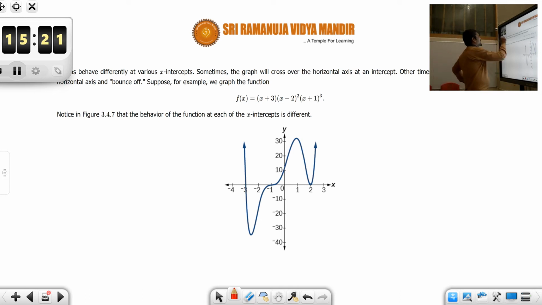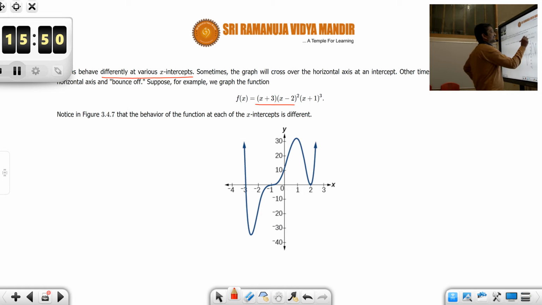Students, the zeros behave differently at various x-intercepts. The graphs behave differently at various x-intercepts. What does it mean? What are x-intercepts? X-intercepts are nothing but the zeros of the polynomial, the points at which the polynomial becomes zero. But there are different types of x-intercepts. Some x-intercepts are repeating in nature, some are not.